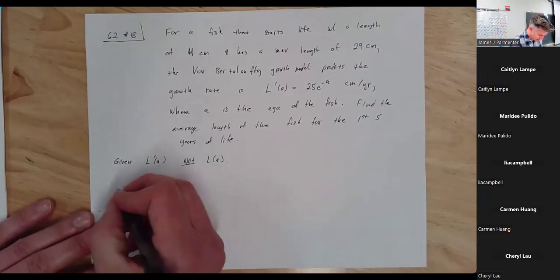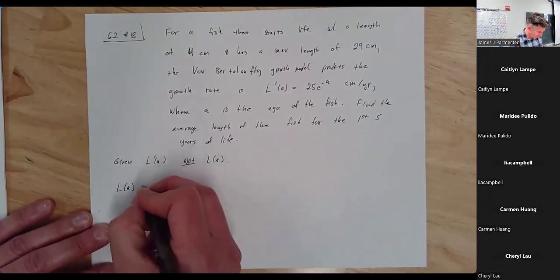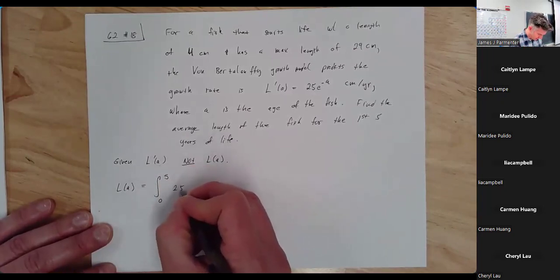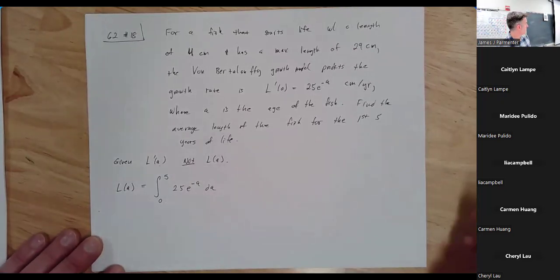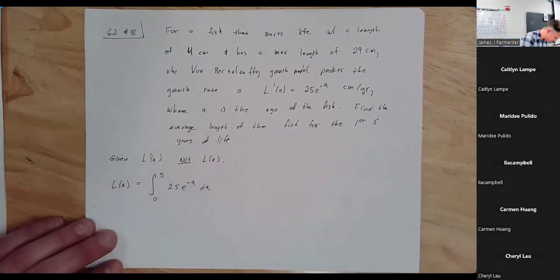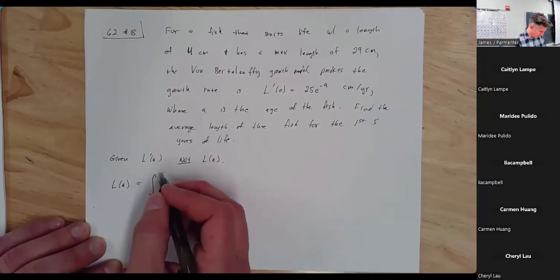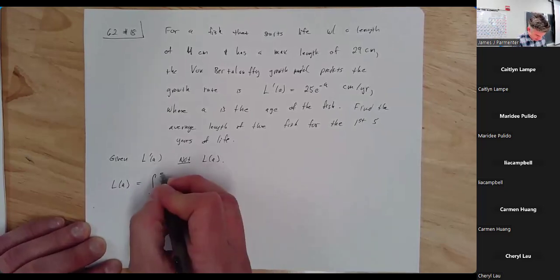So to find the length as a function of A for the first 5 years, we're going to do the integral from 0 to 5 of 25e to the negative A dA. Now this is going to be kind of funky because, well, check it out. When we integrate this, I feel like there's something a little interesting here. I don't want that to be a 5 just yet. So I'm kind of doing something a little bit shady here, but fine, we'll live with it. We'll make that an a.